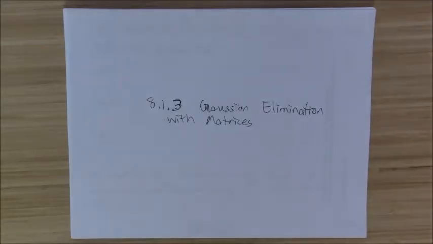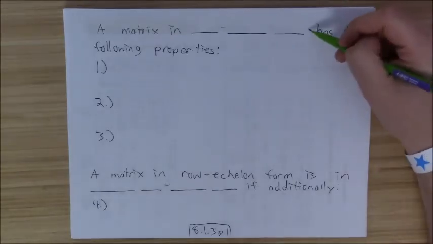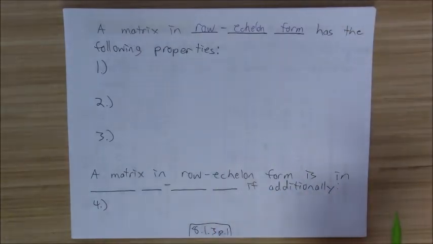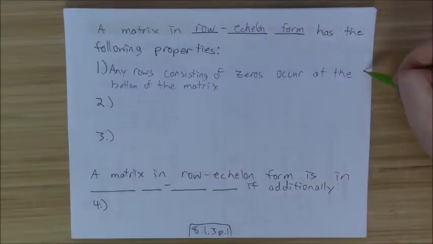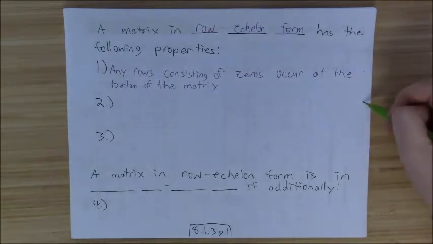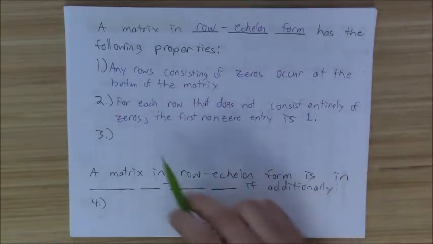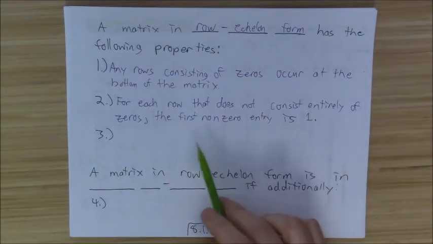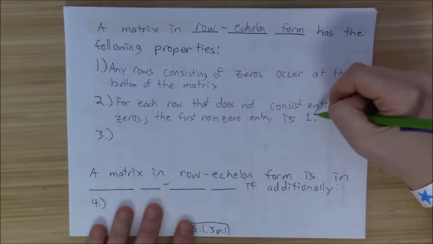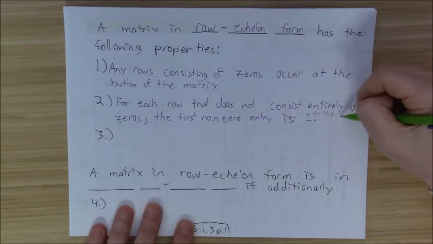In this video, we're going to be discussing Gaussian elimination using matrices. Now, a matrix is in row echelon form if it has the following properties. First, any rows consisting of zeros occur at the bottom of the matrix. Secondly, for each row that does not consist entirely of zeros, the first non-zero entry must be 1. And by the way, this is usually called the leading one.